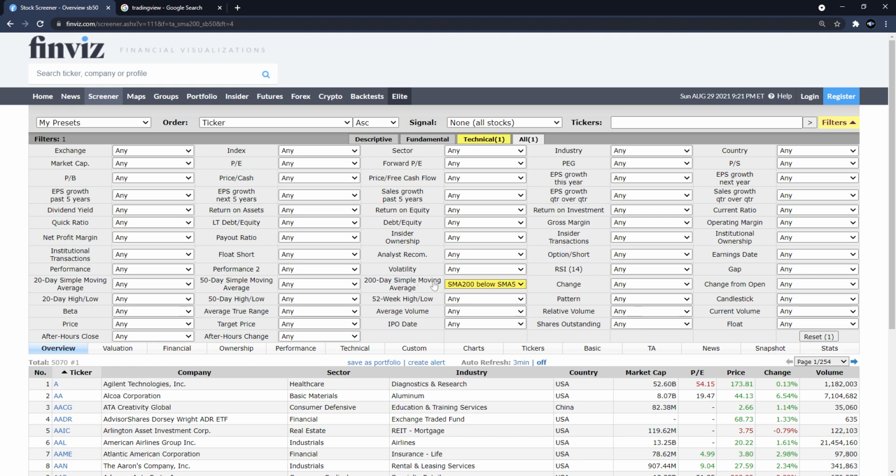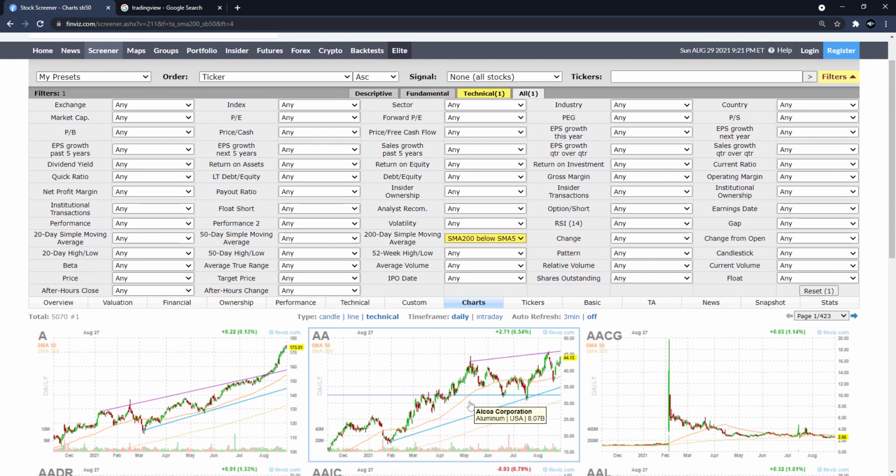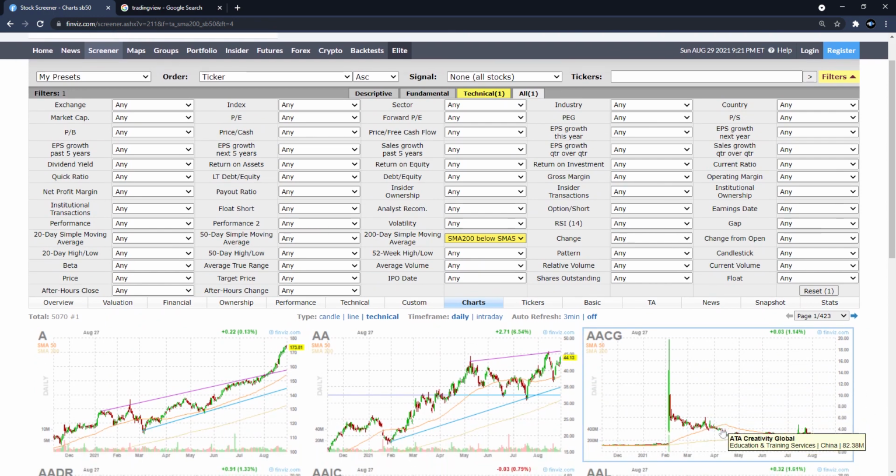If you don't know what the 200-day simple moving average is, basically the 200-day simple moving average of a closing price is the mean of the previous 200 days' closing prices. So it's the overall average of the closing prices from the last 200 days. You can have a rough understanding of how the stocks are moving and how the trend is going with this moving average right here. I guess this is the moving average right here, the yellow line, or the orange line.